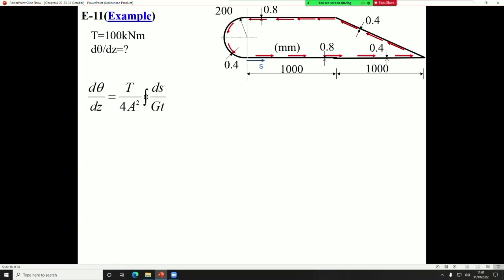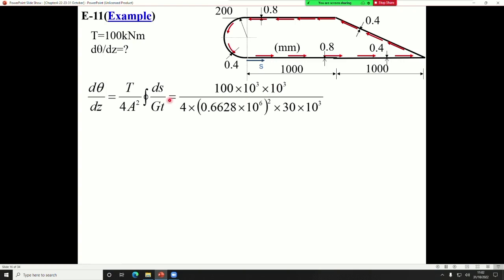Therefore the term here is equal to T divided by 4A squared G. We've got T of 100 kilonewton meters, 100 times 10 to the power of 6 in newton millimeters. We've got the area enclosed by the perimeter I showed you earlier in the first hour, so it's a squared. And G is 30 gigapascals, which in newton per millimeter squared becomes 30 times 10 to the power of 3. So this is the constant term, the coefficient.